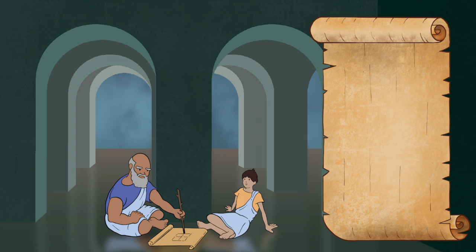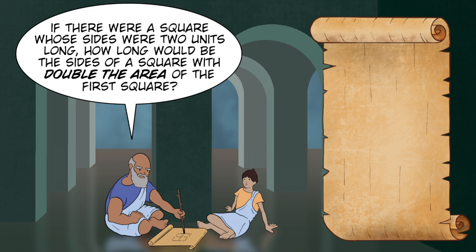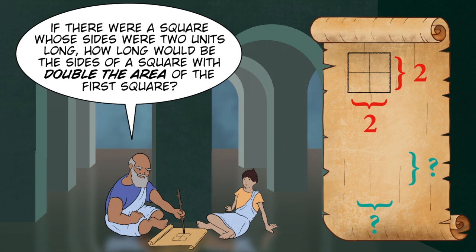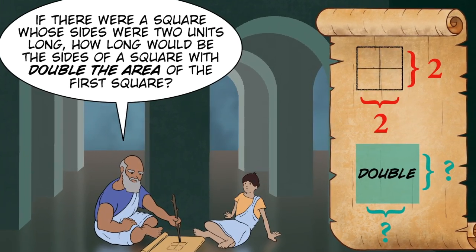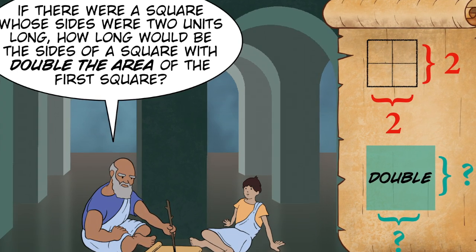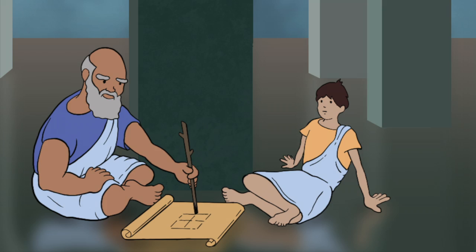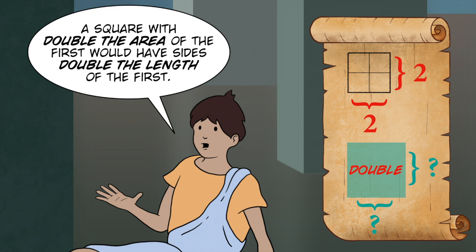Socrates asks the boy this question: if there were a square whose sides were 2 units long, how long would be the sides of a square with double the area of the first square? Importantly, Socrates does not simply tell the boy the answer to this question. The boy offers an answer. A square with double the area of the first would have sides double the length of the first.